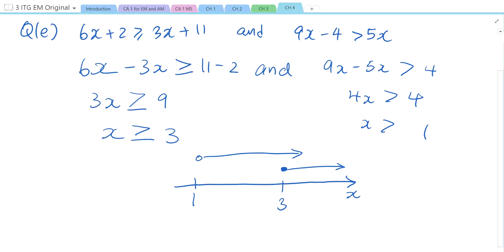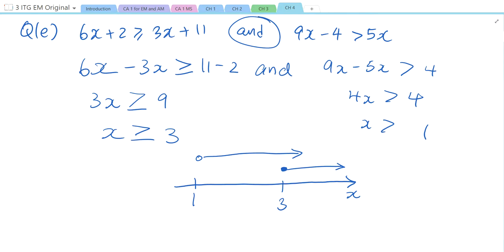Inequality x greater than or equal to 3. Second inequality is that x is greater than 1. Do I need both to be fulfilled at the same time, or can just one already? No, I need both. Look at the question: simultaneous inequalities. And they even said "and". See the word "and" over here? I need both to be satisfied at the same time.